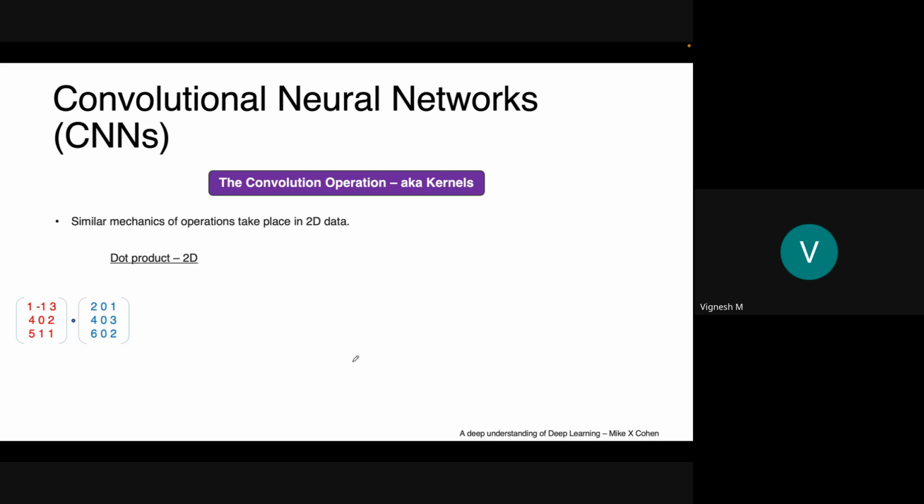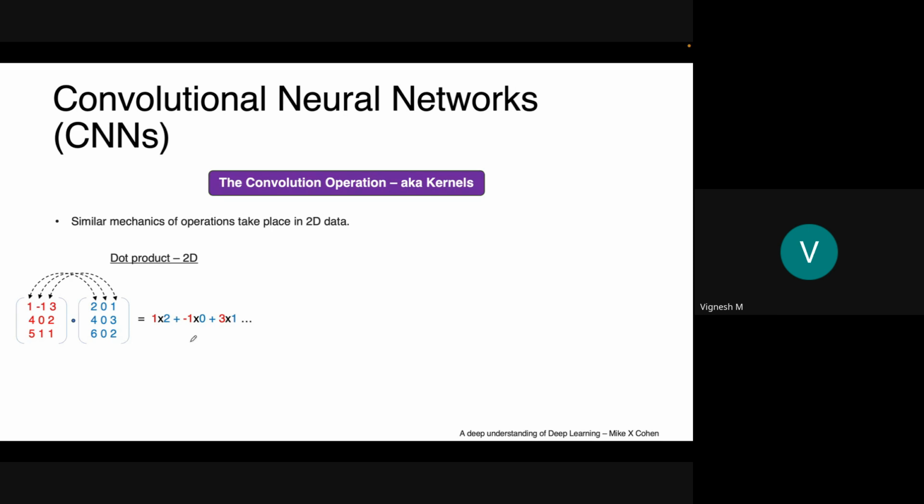Let's say I have a matrix instead of vectors. It's the same thing, element-wise. You do 1 times 2, minus 1 times 0, 3 times 1, and so on, and then you sum it up. That's the result of a 2D dot product. So this time you have an image, and there is a kernel which is smaller than the image, and you're going to take the kernel and slide it over the image.